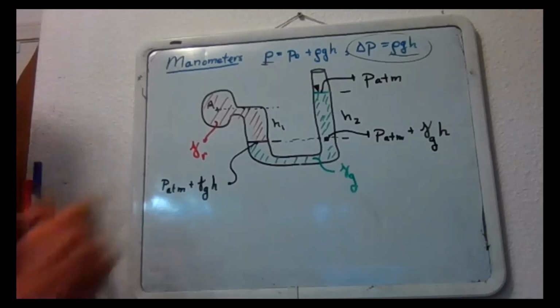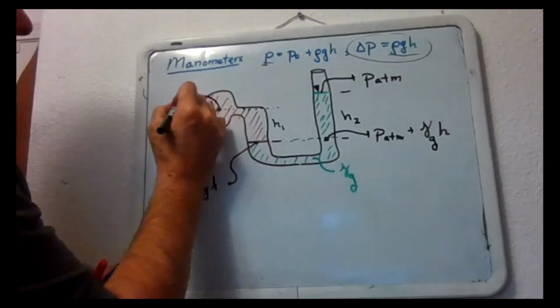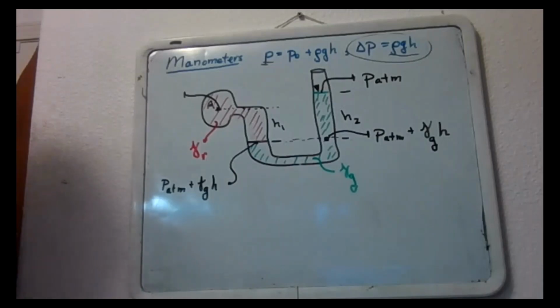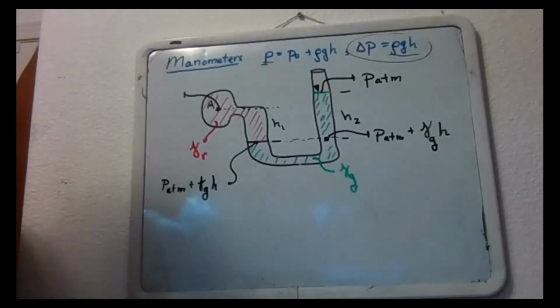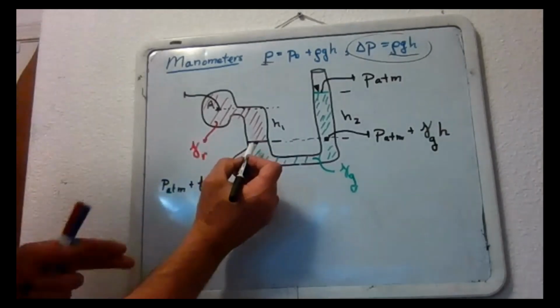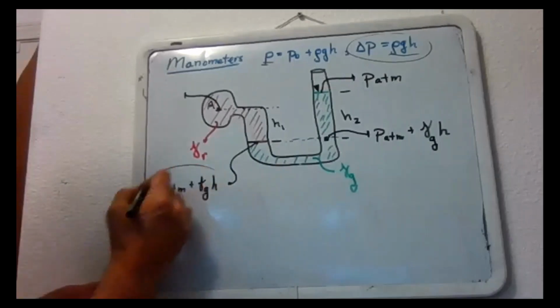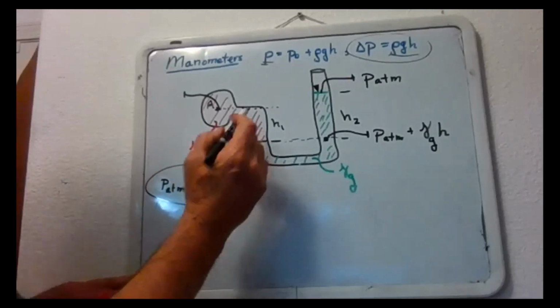Okay, one point to go. Why don't we go ahead and get the pressure right here? All right, so this is going to be, now we're going up. So we would subtract some pressure. So we would take this pressure right here and subtract gamma times H.